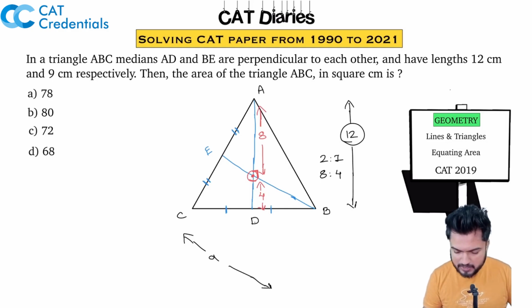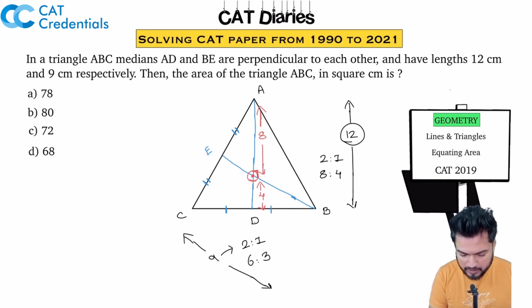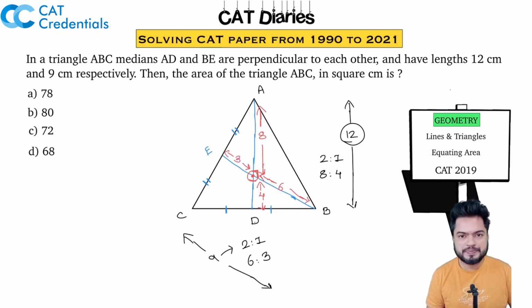Similarly, I'll say that this is 9. This will again be divided in the ratio of 2 is to 1, where 2 is always from the vertex. So divide 9 into 3 parts. One part is 3, two parts is 6, and one part is 3, where the 2 part is from the vertex. So from the vertex, this is equal to 6, and the remaining distance will be equal to 3. So that's what I get from this part.